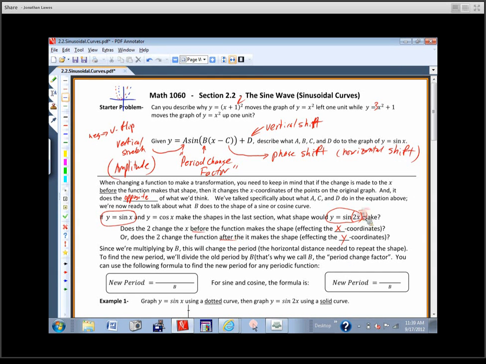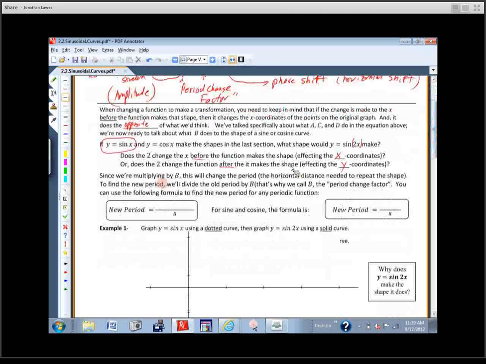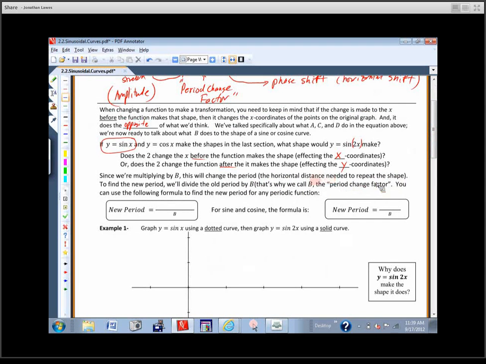So take a good look at this. If you were to pick a number, an angle, and plug it in, what's the first thing you'd do with it? You'd multiply it by 2, and then you'd find the sine of that particular angle. So we're changing it before it makes the shape. We're going to change it in the x direction, in the horizontal direction. Okay? So, since we're multiplying by b, that's going to change the period. In other words, it's going to change the horizontal distance needed to repeat the shape. Okay? Remember, that's what the period was.